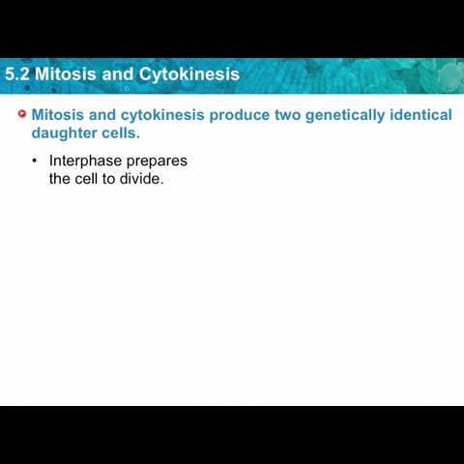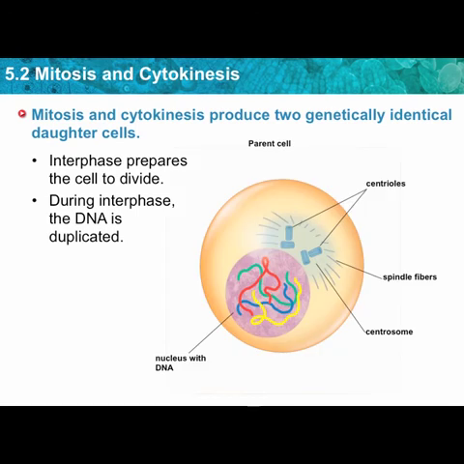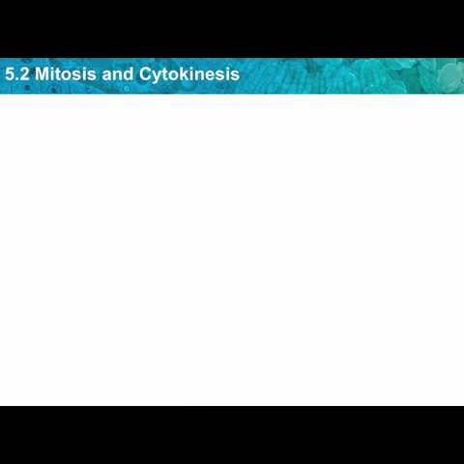Interphase is the normal growth and function of a cell. During interphase, if it's going to divide, the cell prepares to divide by going through the S and G2 phase. S phase is when the DNA replicates. G2 is when the cytoplasmic material replicates, copies. The DNA is copied during interphase, during the S phase of interphase. So we have a nucleus with DNA in the parent cell. Centromeres, spindle fibers begin to form, and the process begins.